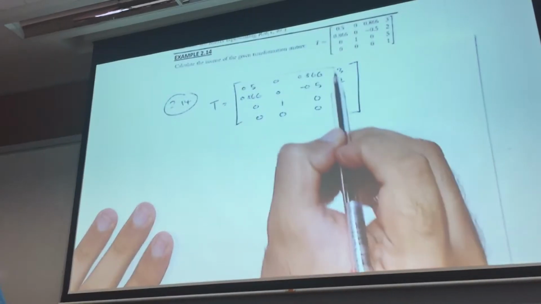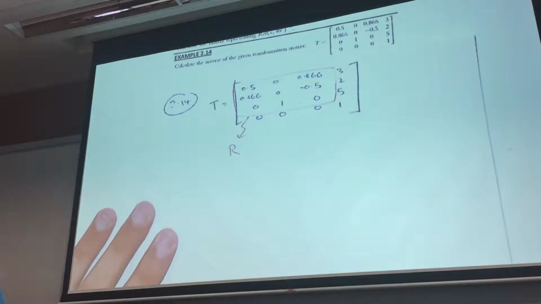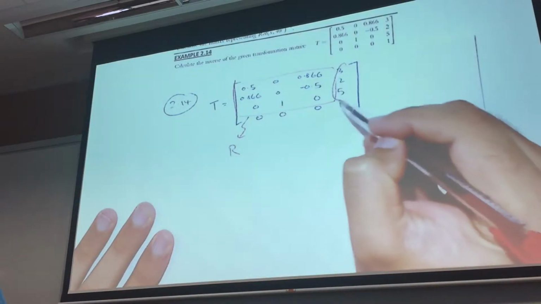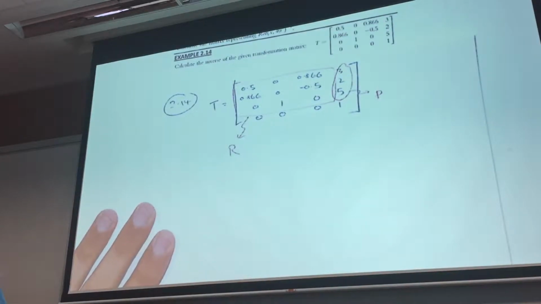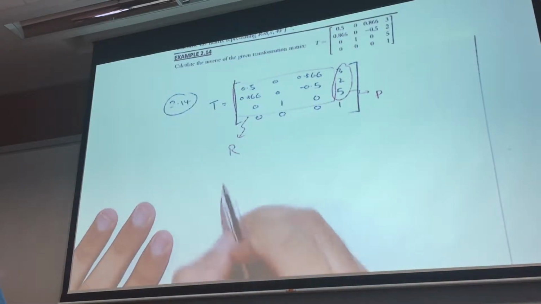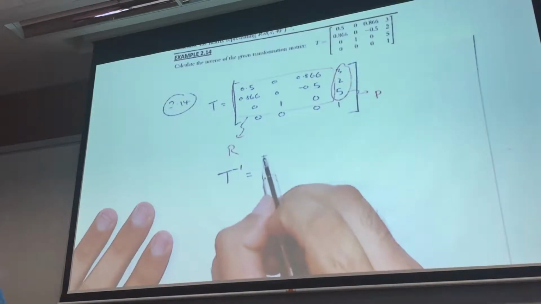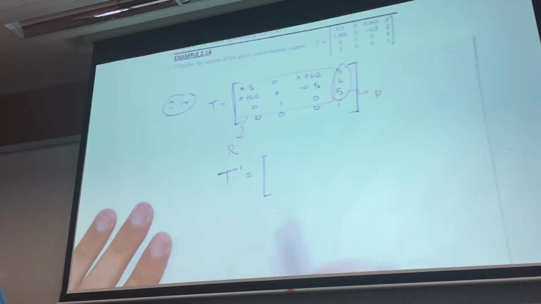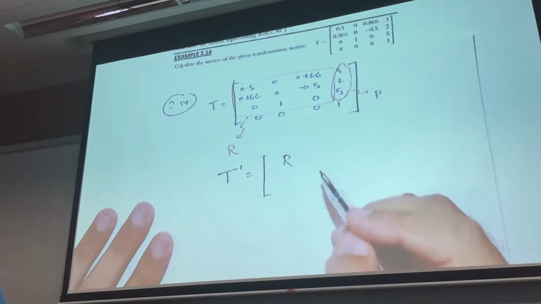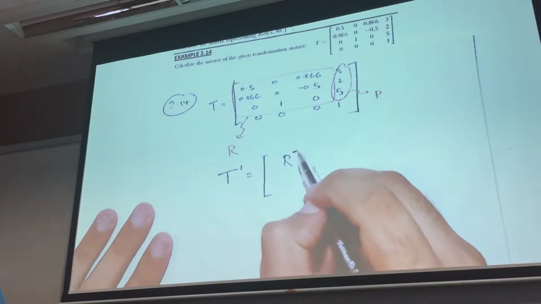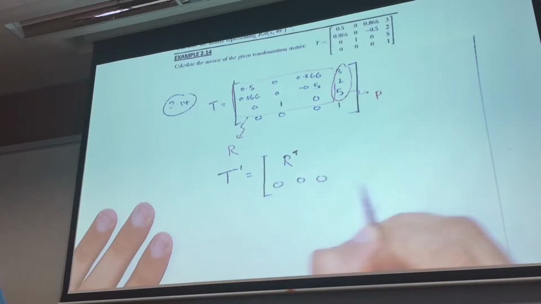Remember, this portion is my R matrix. This portion is my position vector. If I want you to find the inverse of this, what will you do? What will happen to my R? R transpose, right? R inverse or R transpose is the same thing. Okay? Again, put the 0, 0, 0, 1 first.